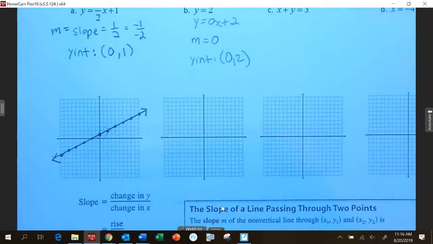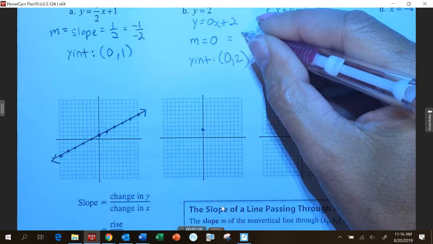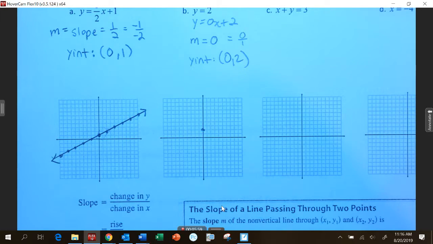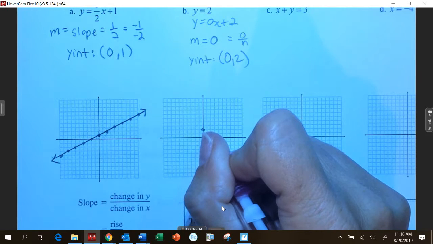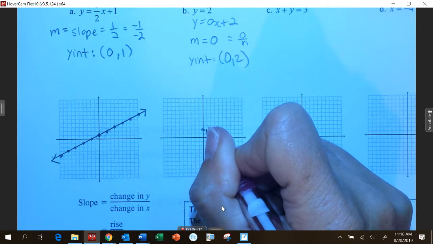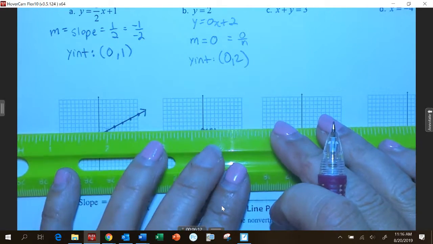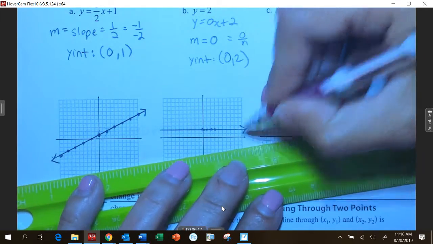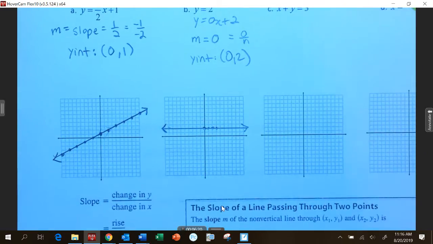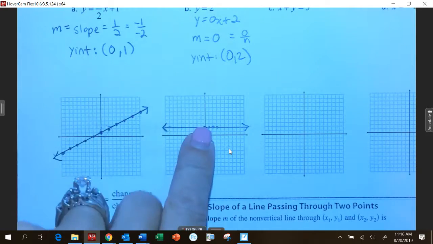So we begin at 2, and to use a zero slope, you can put 0 over any number you want. It doesn't matter. You can put it over 1. You're going to go up nothing over however many you want. So this is going to make a horizontal line. Now some people confuse this with vertical lines. So what I like to think about is because there is no x in the equation, there will be no x-intercept.